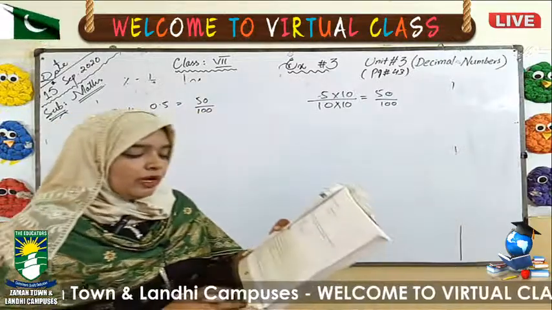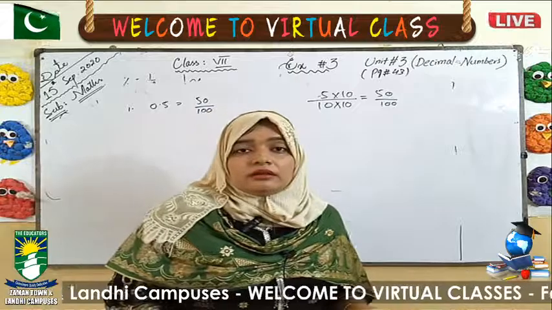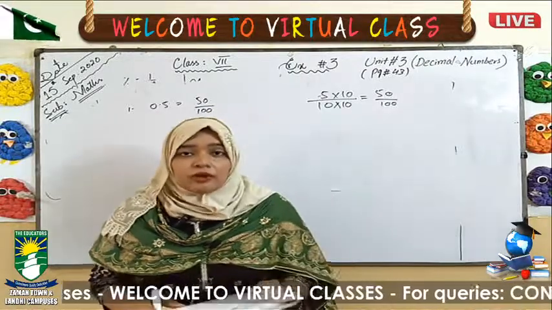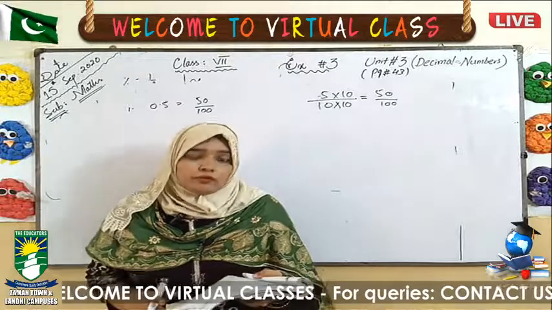Number 2, 137 divided by 10. Now change your fraction into a decimal and find out whether you have a true statement or a false statement.